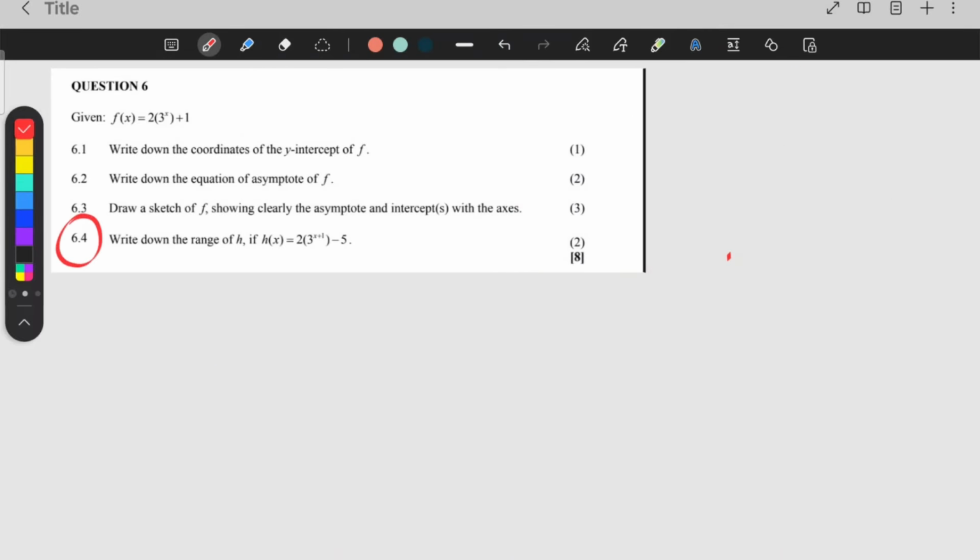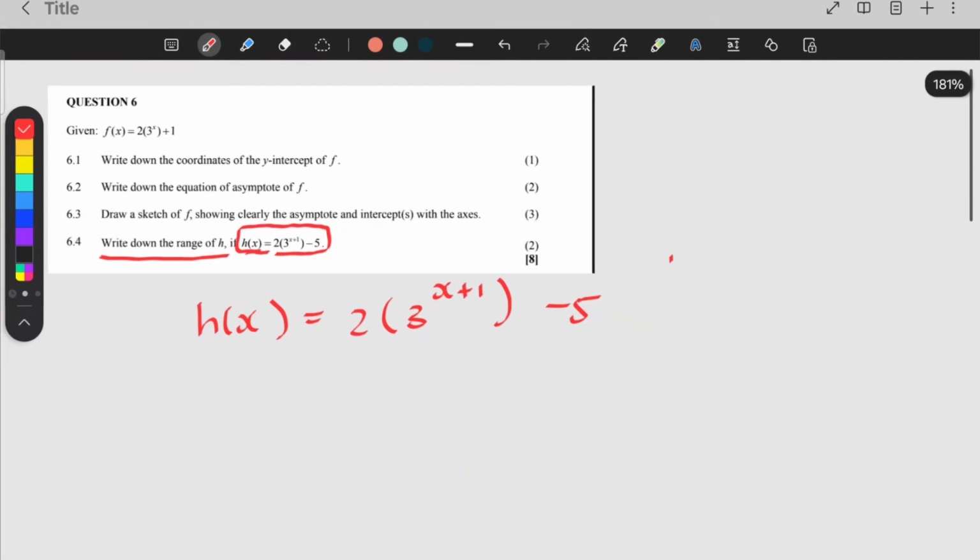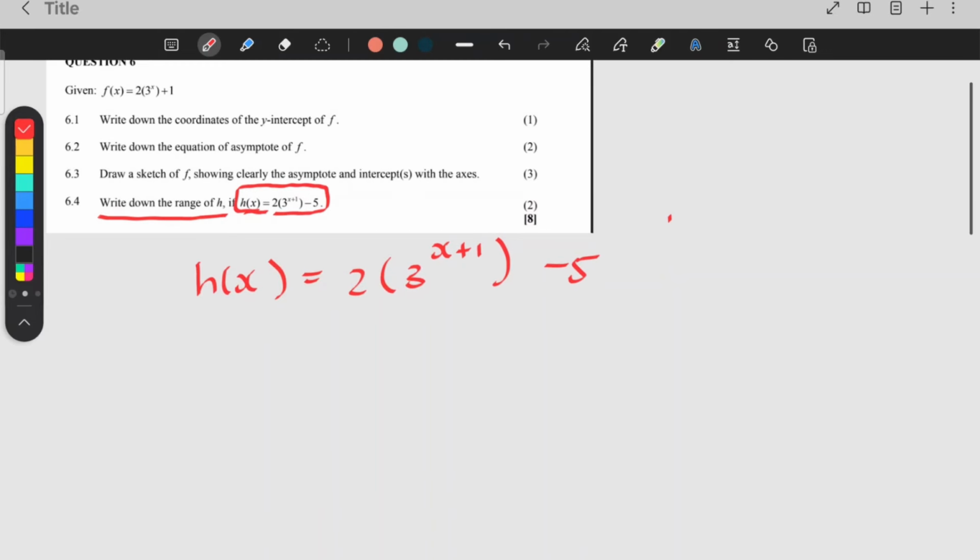6.4 says, write down the range of h if h of x is this over here. So h of x, let's write it down, is 2 times 3 to the power of x plus 1, minus 5. So they want to know what's the range of this. This is also an exponential function. So what is the range?